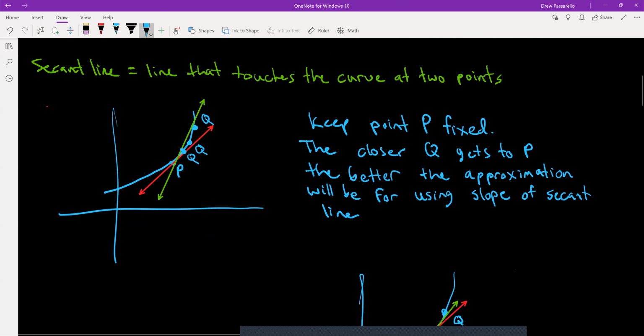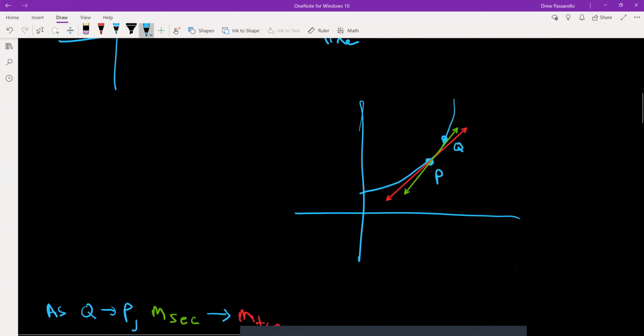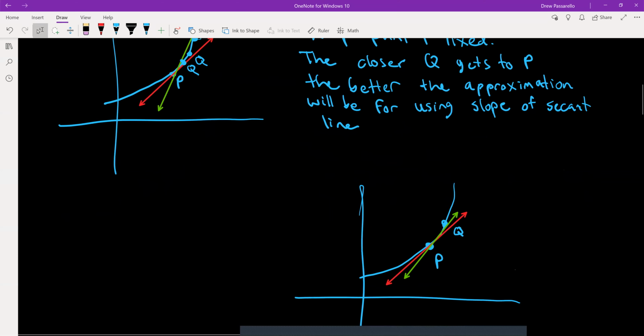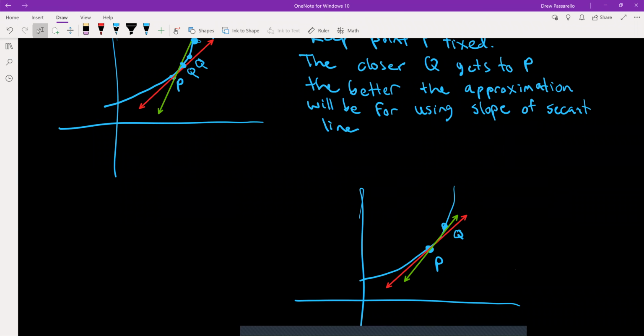Whereas for here, my original drawing, I had Q up here, and the green line does not match the red line as closely as this one does. So the idea is the closer I get point Q to P, the better the approximation will be for the secant line mirroring the tangent line. And by mirroring, I mean the slope of that green line being equal to the slope of the red line.